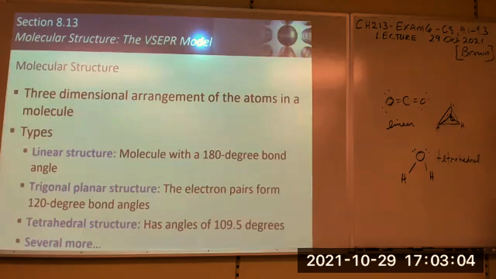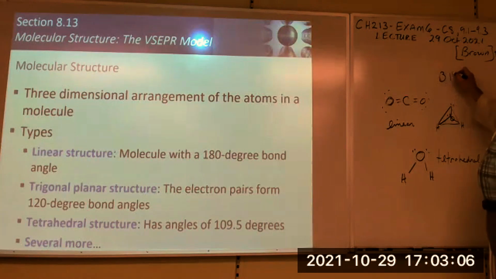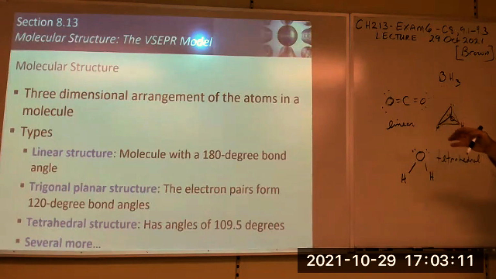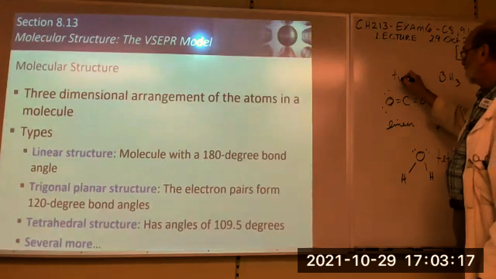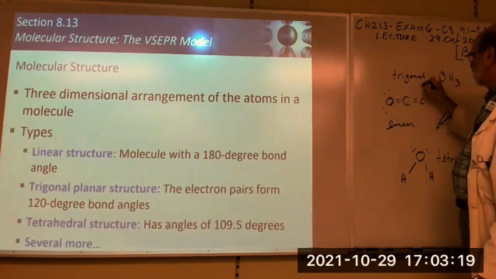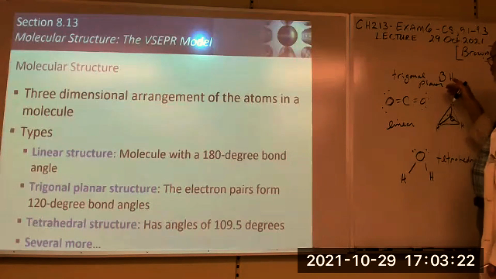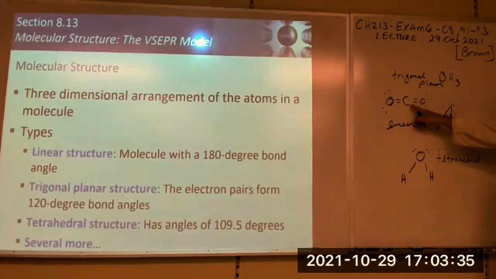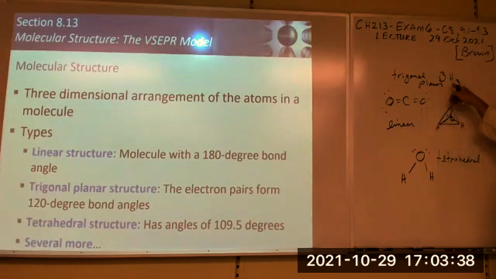If you only have 3 groups, like boron trihydride, we drew the structure. It only has the 3 bonds with the hydrogens. 3 always means trigonal planar. That puts those bonding pairs as far apart from each other as possible. The equilateral triangle with hydrogen at each of the apexes. So that's 2 bonding groups, 3 bonding groups, 4 bonding groups.